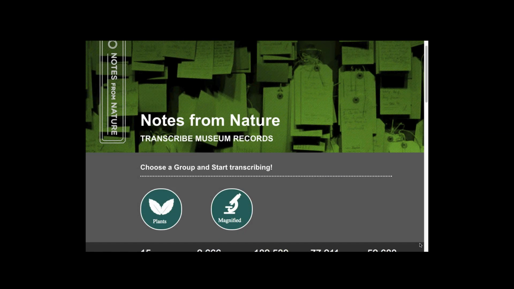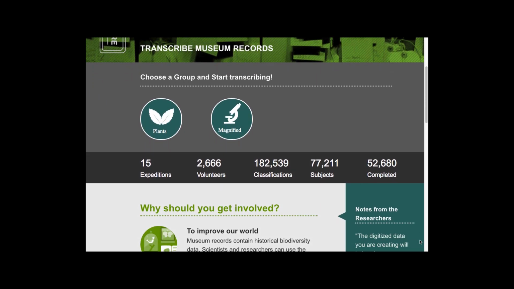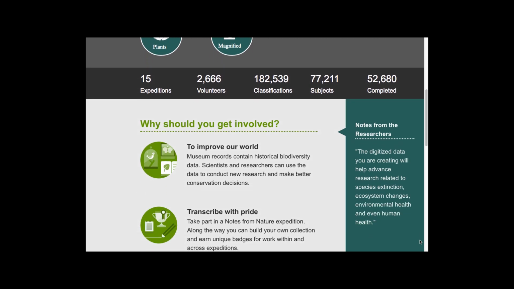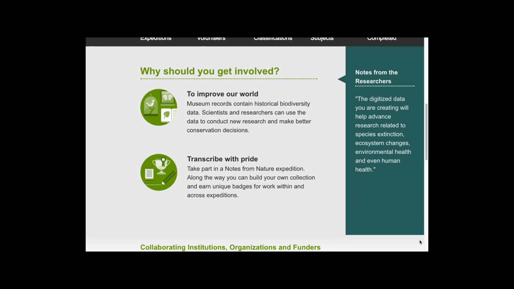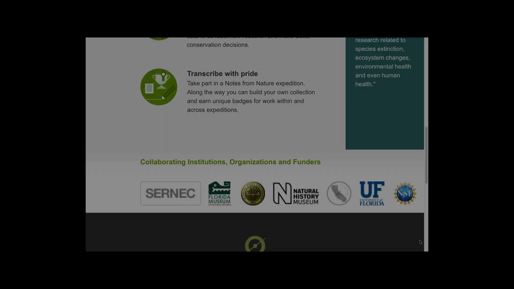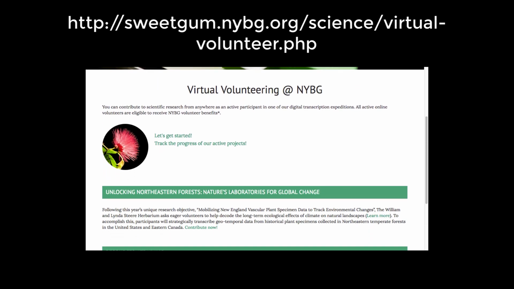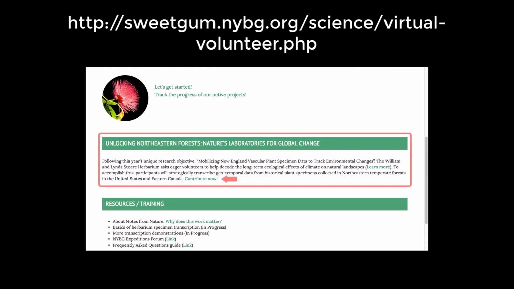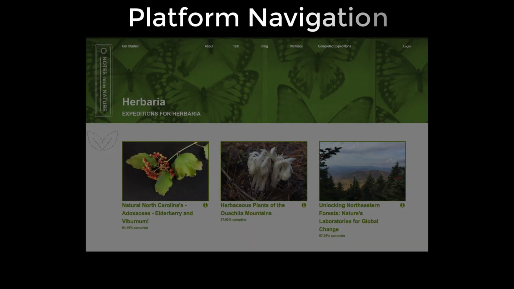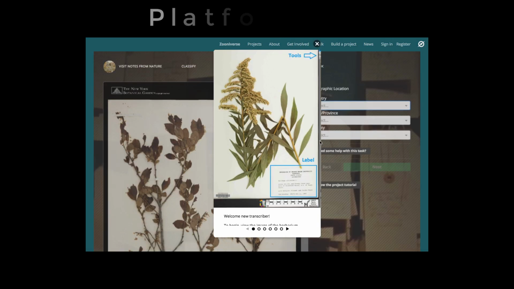The Notes from Nature virtual transcription platform allows citizen scientists working from anywhere to access natural history specimens from museum collections and provides the tools needed to record and report essential data about them to experts in the field. Direct links to all the latest NYBG expeditions on Notes from Nature can be found at the Linda Steer Herbarium virtual volunteer page. The first time you open an expedition, the project tutorial will automatically appear.